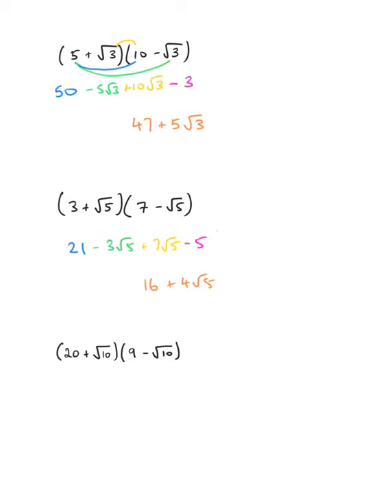So it's one more example. So 180 minus 20 root 10 plus 9 root 10 minus 10, which overall will give me 170 plus 11 root 10.